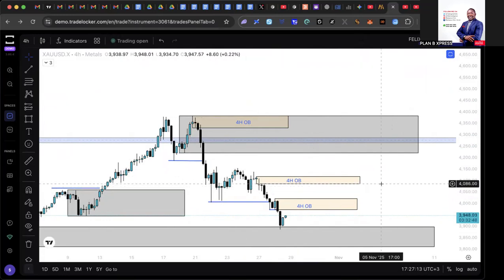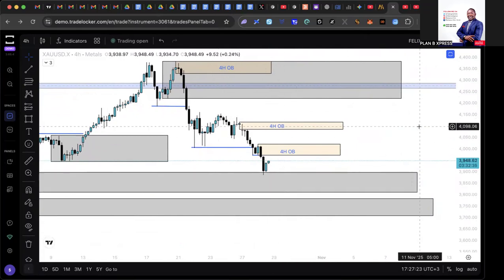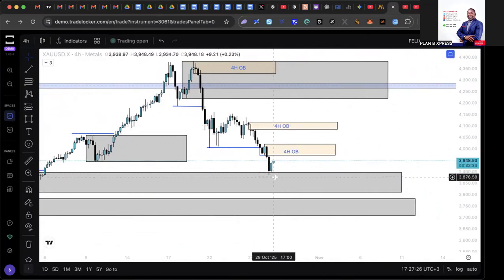Another 4H OB. Now, all of these have not been mitigated. They are fresh. Now, this is the daily OB, 1-day OB. Okay, 1-day OB. Now, the market was so busy that I missed today, though I entered it and took some profit and entered short at a 15-minute OB.